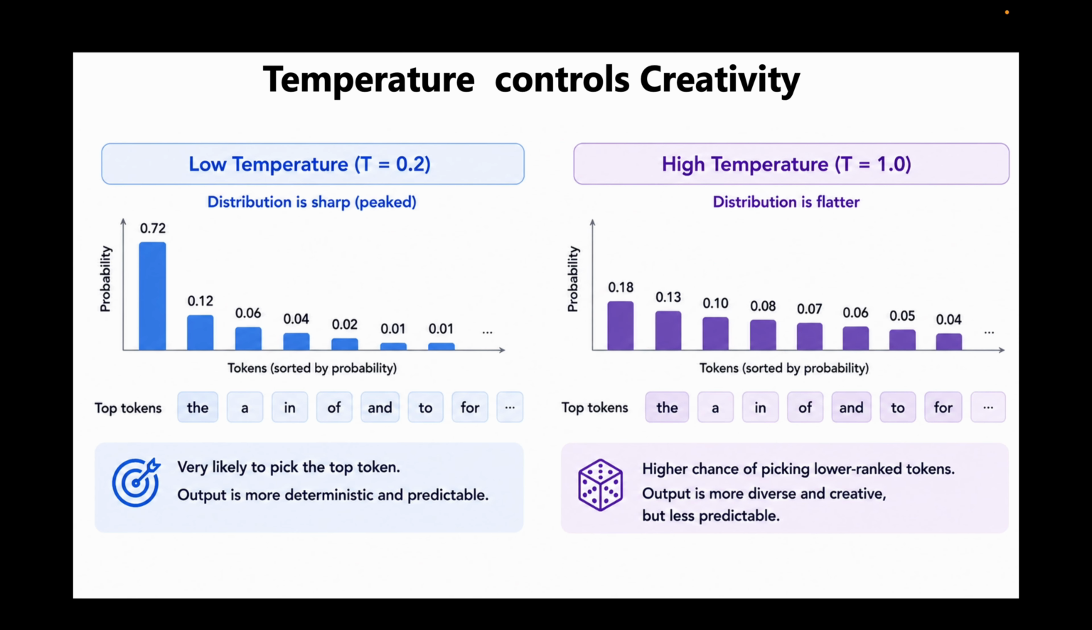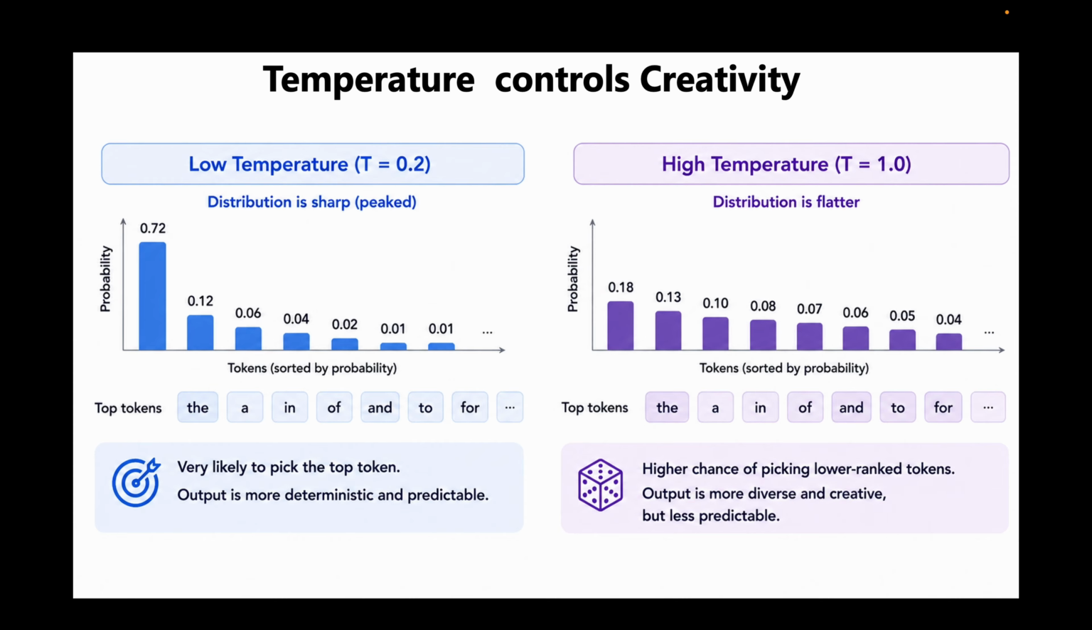Let us look at some of these inference parameters in a little more detail. As I shared, temperature controls how predictable or creative the response will be. It is important to understand that temperature does not change what the model already knows. It does not make the model smarter or give it any new knowledge. Instead, it changes the probability distribution before the next token is selected.